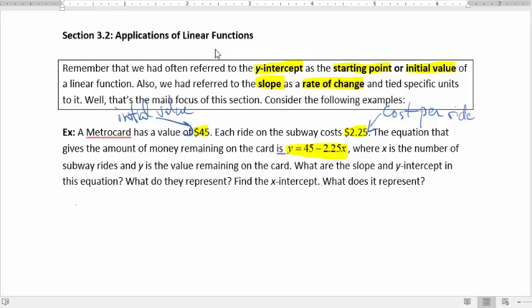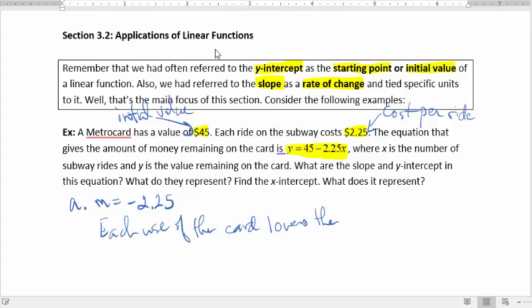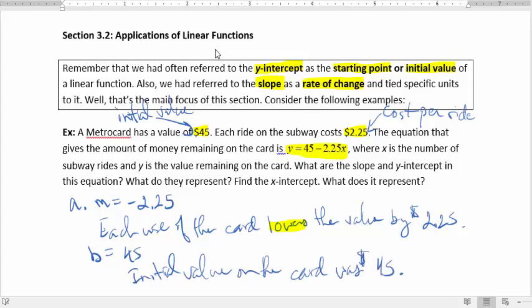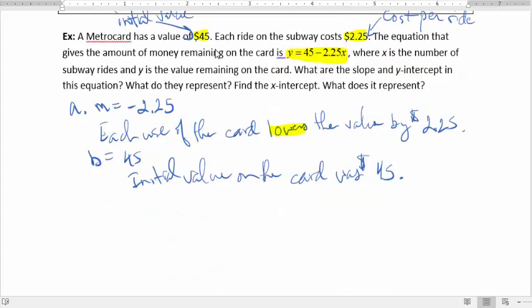But let's write it out a little bit. We'll call this part A. The slope is negative 2.25, and what that's saying is each use of the card lowers the value by $2.25. Or you could say each ride costs $2.25. But you want to specifically say why it's negative, and that's the whole idea of lowering. That's where the negative comes from. The y-intercept was 45, so we can say the initial value on the card was $45, before any uses were made on it. That's the slope and y-intercept and what they represent.